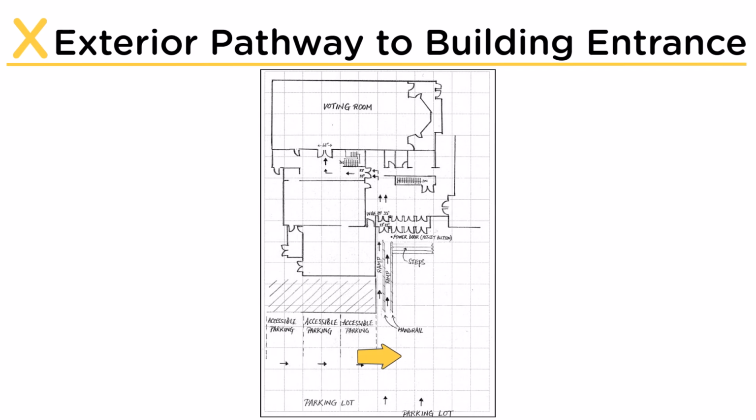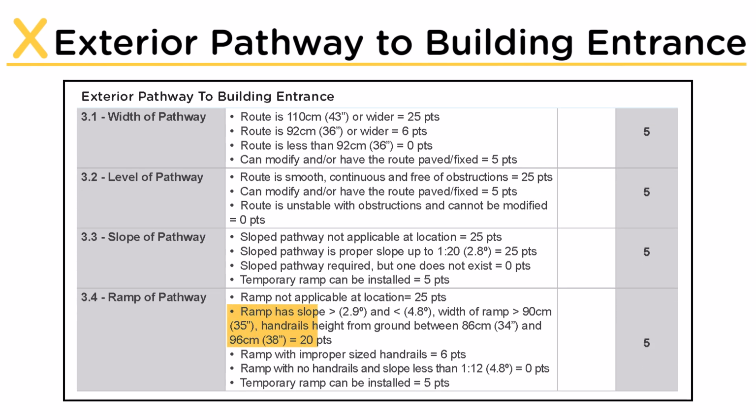Along the route, a pathway may have a slope or a permanent or temporary ramp. The entire pathway, including any ramp, needs to be wide enough and within accessible slope limits so that a person using a wheelchair, scooter, or service animal can travel safely and without obstruction. If a ramp has a slope between 2.8 degrees and 4.8 degrees, handrails are required and must meet the minimum height and width requirements specified in the checklist. Any slope steeper than 4.8 degrees does not meet the accessibility requirements.